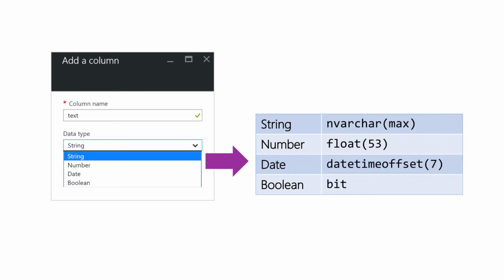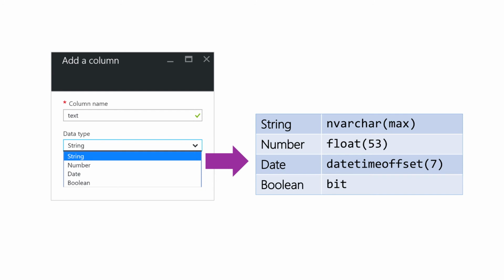You must select the column type, and there's a limited selection here: string, number, date, and Boolean, which map to the JSON data types. The column types are turned into equivalent SQL Server data types. So string is going to go to the nvarchar max, number will go to a float 53, date is going to a date time offset, and Boolean goes to a bit.